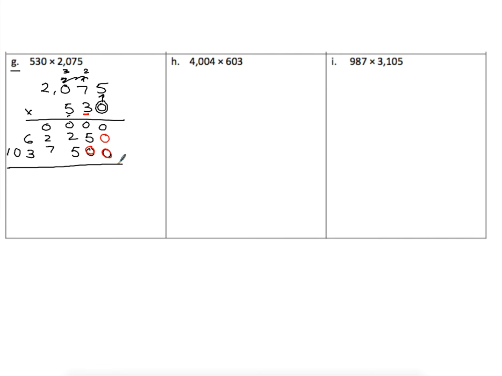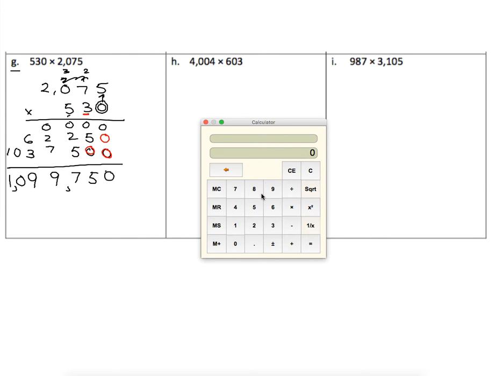All right, now I can add it up. 0, 5, 7, 9, 9, 0, 1, 3 digits, 3 digits. 1,099,750. After I do each problem, I'm going to just check it on the calculator. Let's make sure I didn't make a mistake, because it can happen.